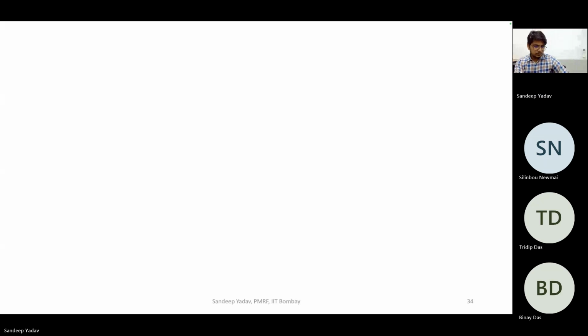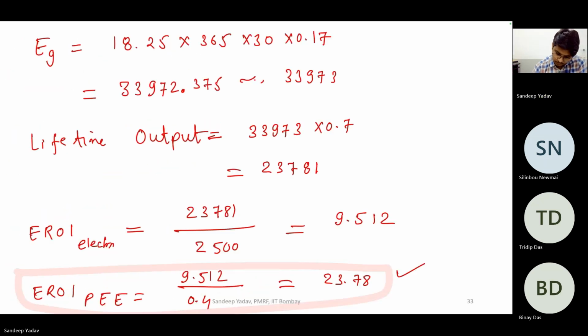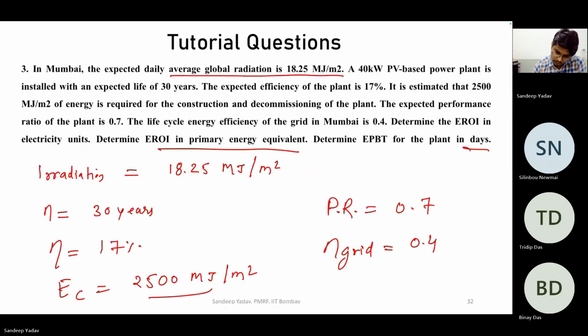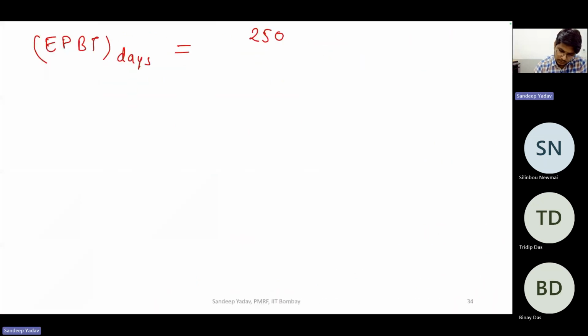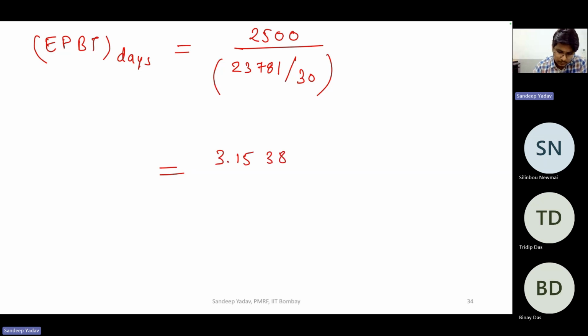Now we'll move ahead. The energy payback time, in days. We know the construction time or that energy. We'll directly pick out the lifetime output, that is around 23781. Divided by 30, as the lifetime is given as 30, it comes out to be 3.1538. That's in the years format, because here we have considered years.